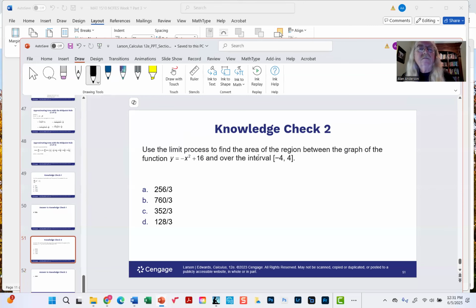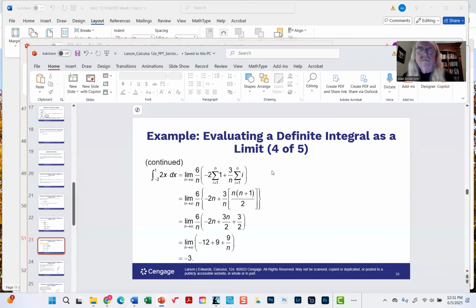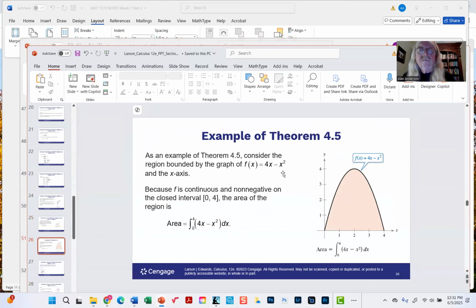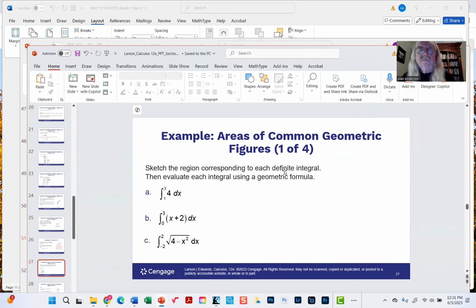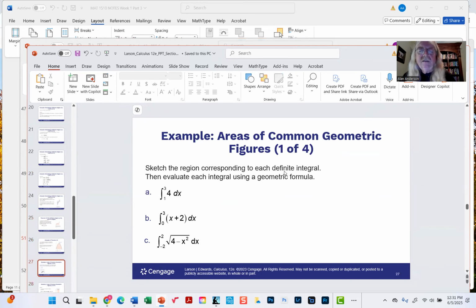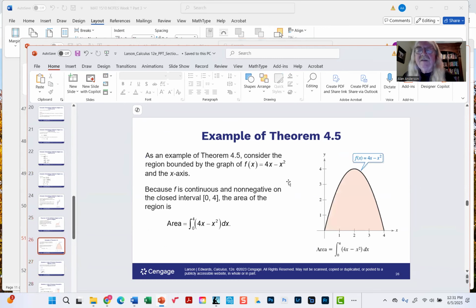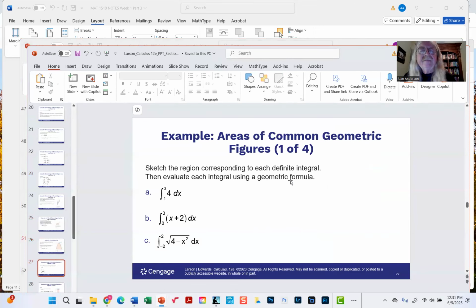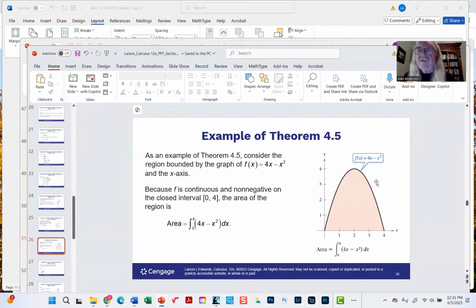Okay, wait a minute, what happened? Oh, they're moving on to another example. This time everything is above the horizontal axis, so we won't run into that problem. The function is 4x minus x squared. They want to integrate it between 0 and 4. All right, let's give that a shot.